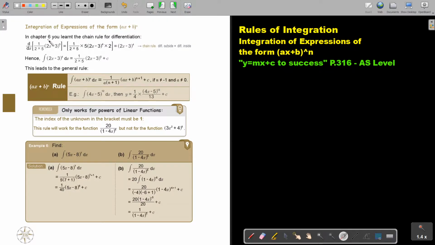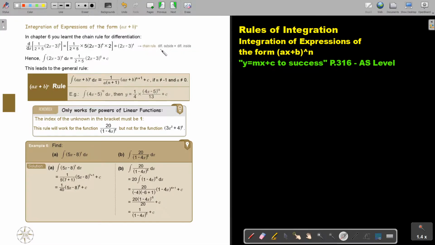Now, in chapter 6, you learned the chain rule for differentiation. Let's just go through it again. I was writing it in this format just to help you with the cancelling out. So it's actually 1 over 10, and then (2x - 3) to the power 5. That was what you should have differentiated. Now, how did I do that?